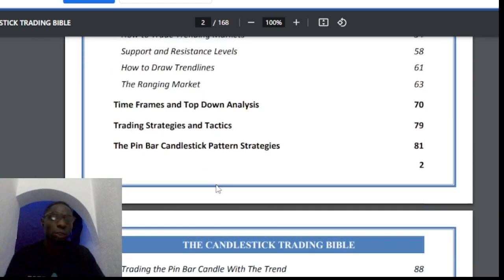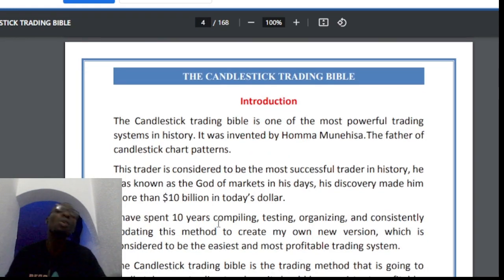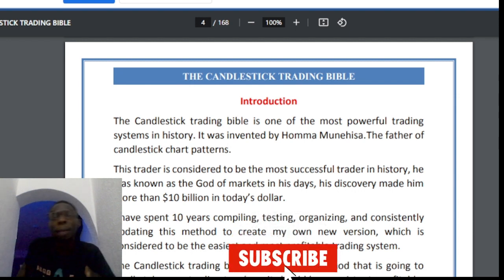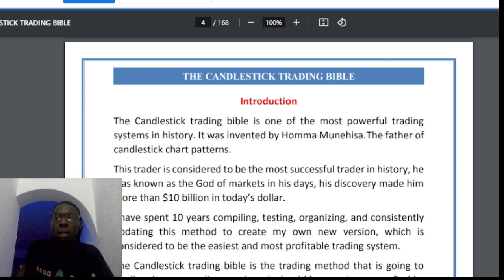I'll give a little briefing of this candlestick. If you don't know how something comes to be, you cannot understand the power of it. Let us read this introduction because there's something important in it. The Candlestick Trading Bible is one of the most powerful trading systems in history. It was invented by Homma Munehisa, the father of candlestick, a Japanese rice trader.